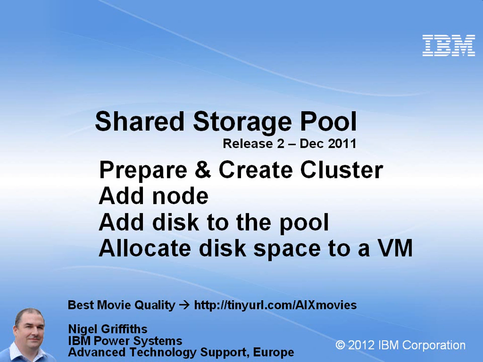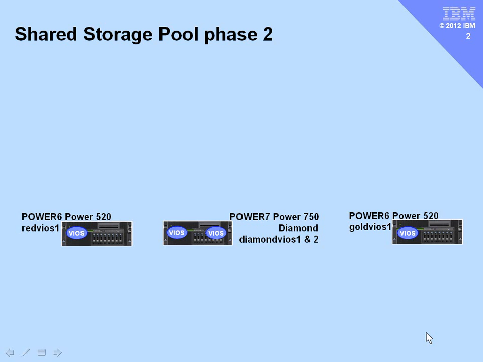In this small movie we're going to look at shared storage pools, release 2. We're going to first do the preparation and then create our shared storage pool cluster. Then we're going to add nodes to it. Then we're going to add a disk to the pool, and finally allocate some thin provisioning disk space to a virtual machine. Let me quickly explain the configuration we're going to use.